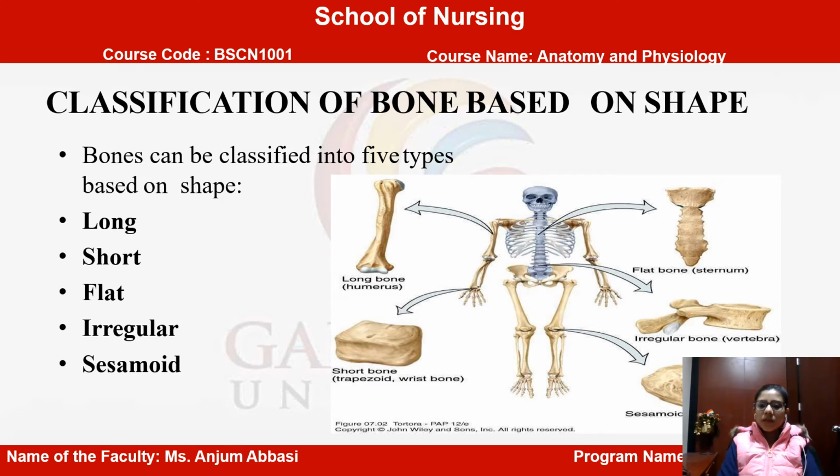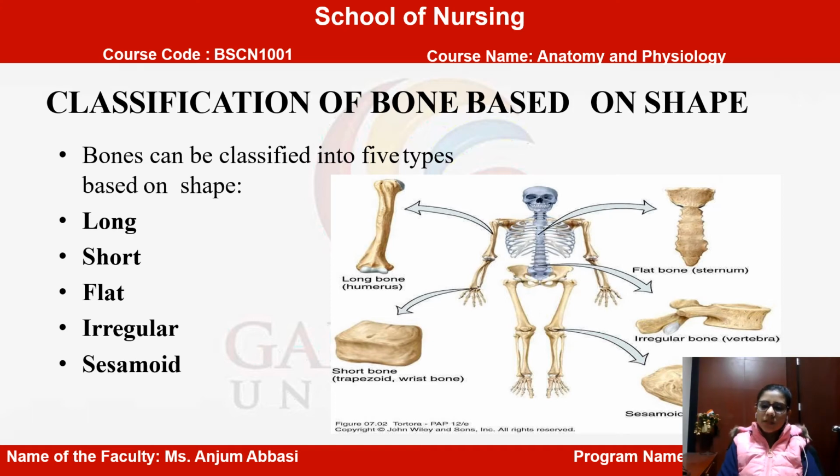Here you can see a flat bone. What is a flat bone? Like your sternum, which connects with your ribs in the middle portion of your chest. This bone is known as the sternum, and it is flat in shape. Next come down to the irregular bone. You can see the vertebra. The vertebra is an irregular type of bone.